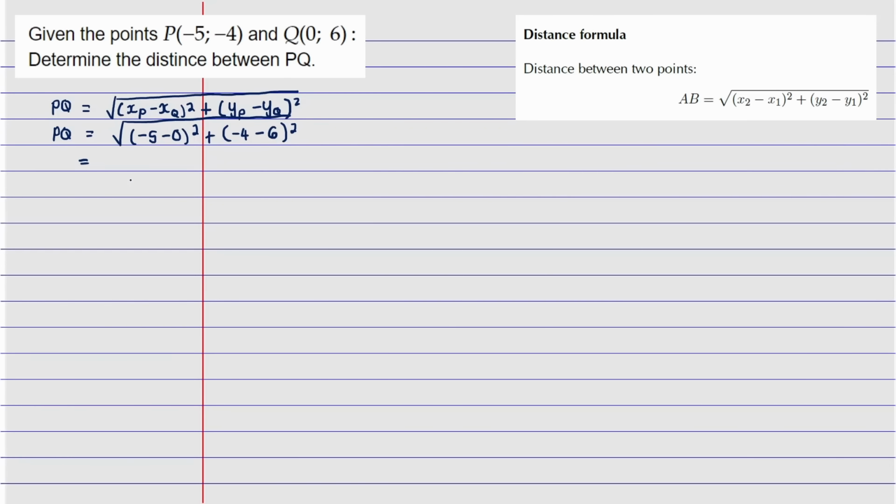So when you pass that into the calculator, you're going to get the square root of -5, right? Minus 0, all squared, plus that's going to be -4, right? Minus 6, then it's going to be all squared. So you're going to get your answer as root 15. So this is going to be your answer for finding the distance.